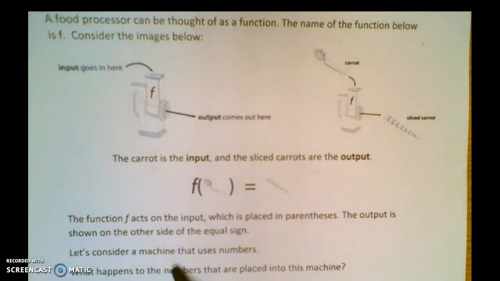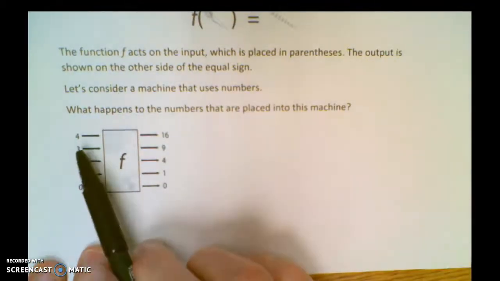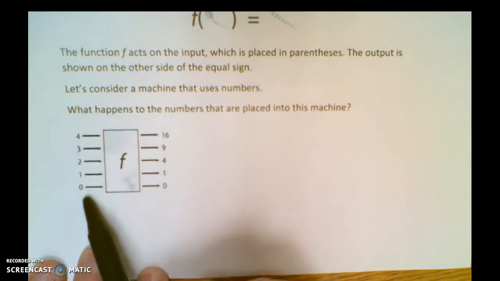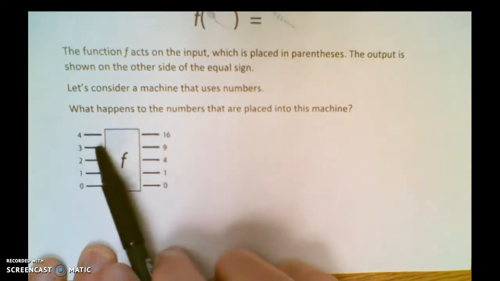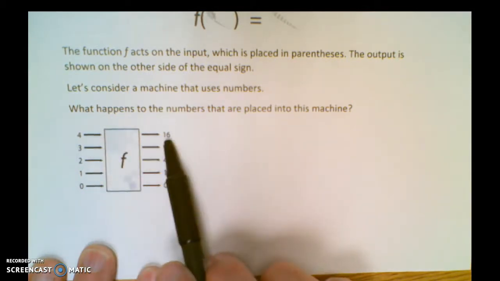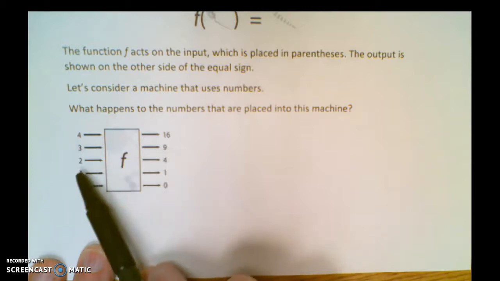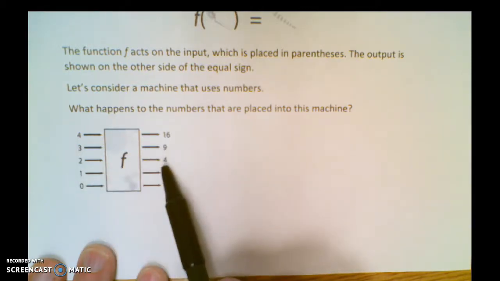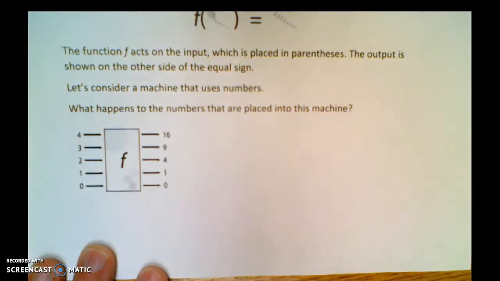Let's consider a machine that uses numbers. What happens to the numbers that are placed into this machine? So taking a look at the bottom, when I input my number, because here are my inputs, they go into the machine and then out comes another number. So when 4 goes in, 16 comes out. When 3 goes in, 9 comes out. When 2 comes in, 4 is out. When 1 is your input, 1 is also the output. And when 0 is your input, 0 is the output.